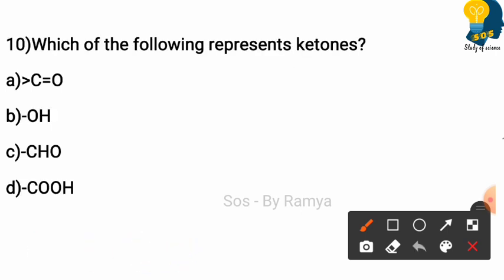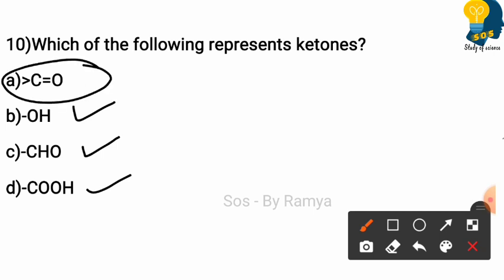The next question is: which of the following represents ketones? The options are C double bond O, OH, CHO, COOH. Let us look at them one by one. COOH represents the carboxylic acid group. CHO represents the aldehyde group. OH represents the alcohol group. C double bond O represents the ketone.